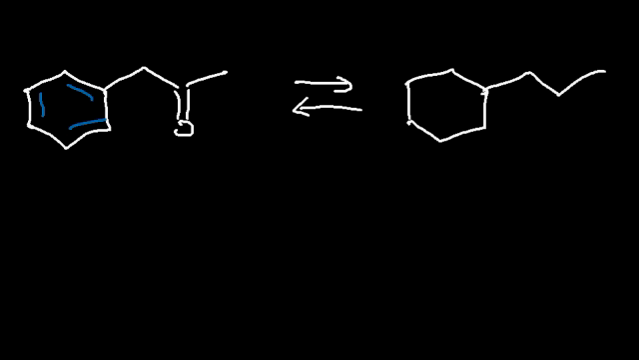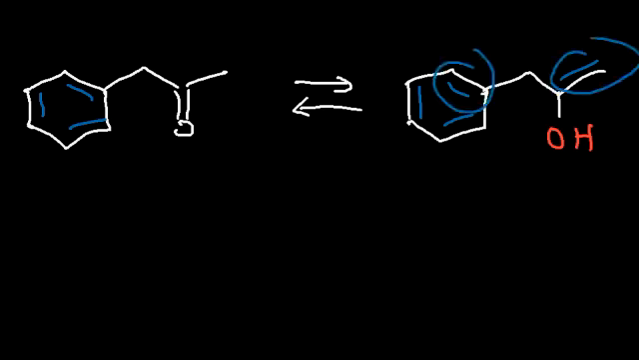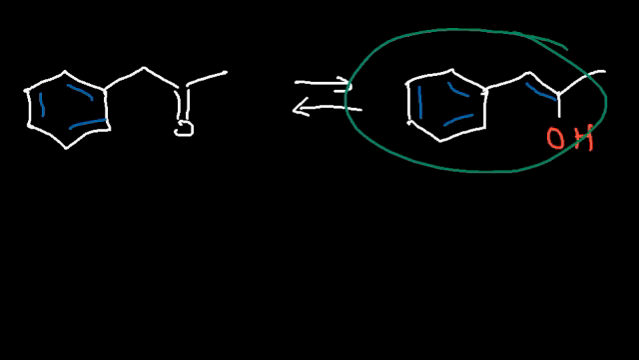Let's try one more example. Go ahead and draw the enol tautomer for this one. So just like before, we're going to replace the carbonyl group with an OH group. And then should we put the double bond on the right side or on the left side? If we put it on the right side, notice that it's isolated with the double bonds in the ring. But if we put it on the left side, notice that it's conjugated. So this particular enol is the one that we want to draw.